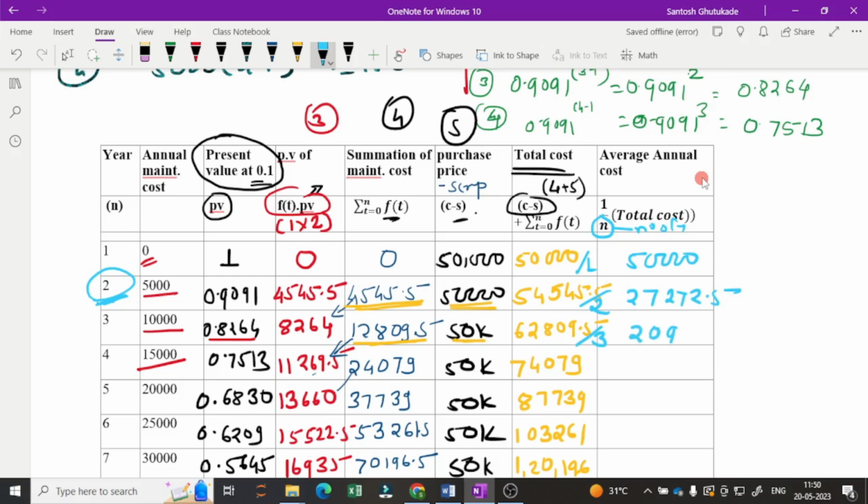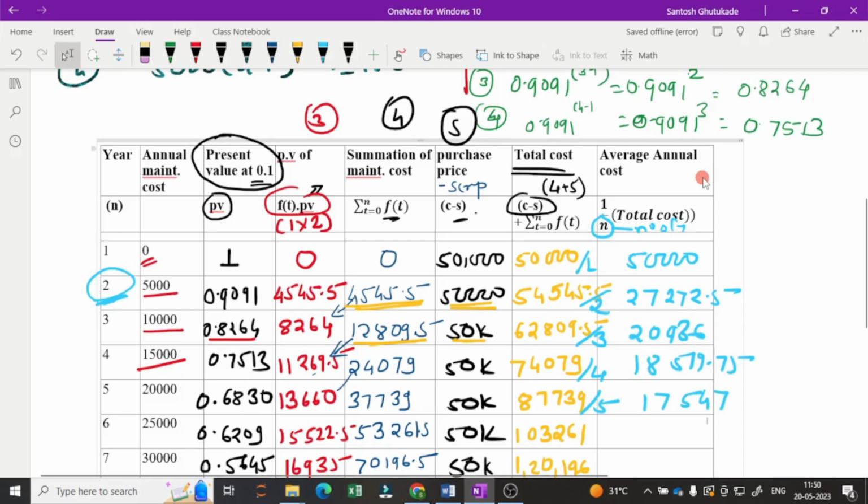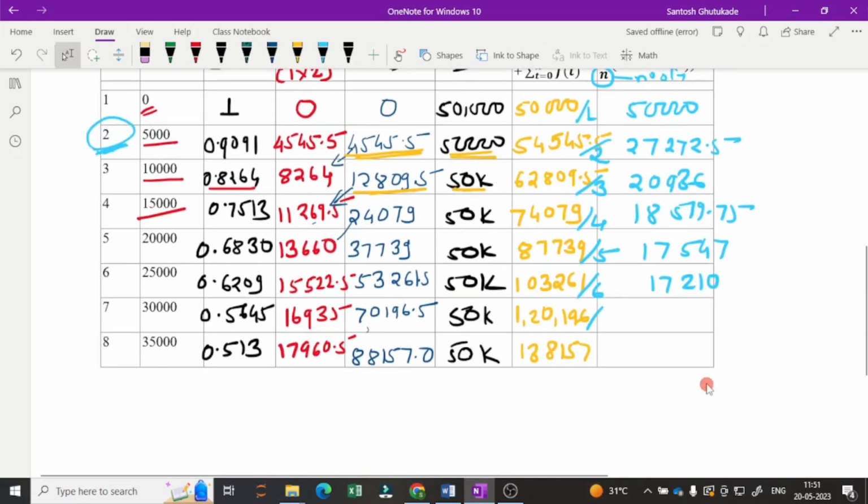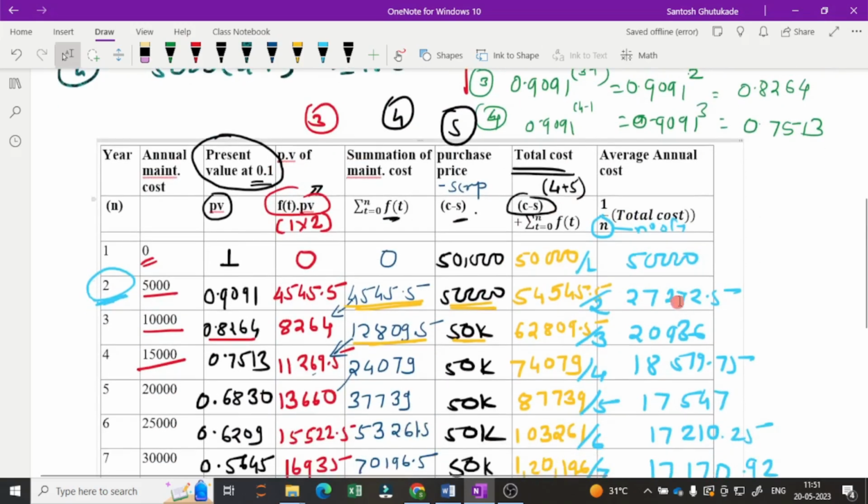So that will be 20,936. Here divided by 4, so it will be 18,519.75. Here divided by 5, so that will be 17,547. Then here divided by 6, so here 17,210. Then here divided by 7. You can make the calculation with the decimal point, I have not written the point. So divided by 7, here 17,170.92. And then in the last 17,269.62. So these are the average annual costs.